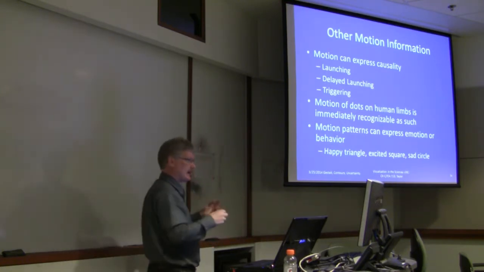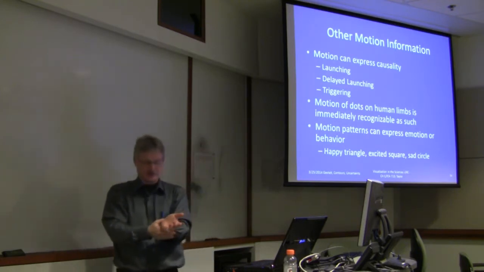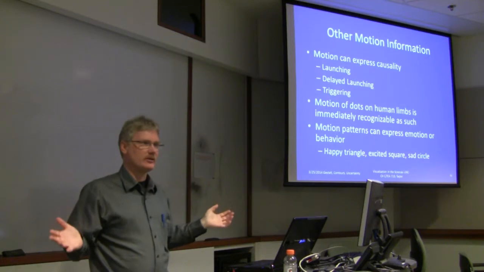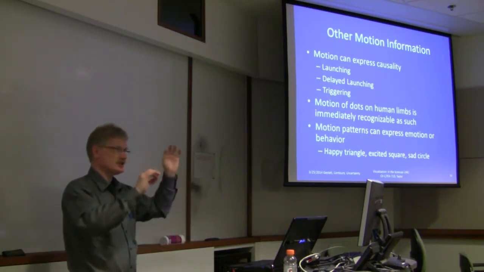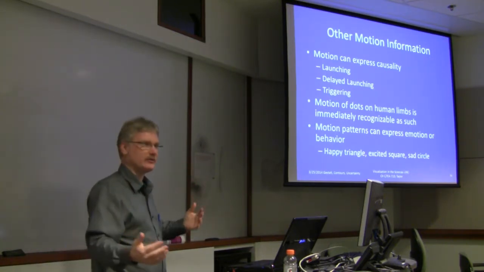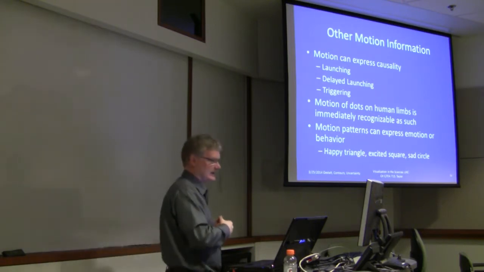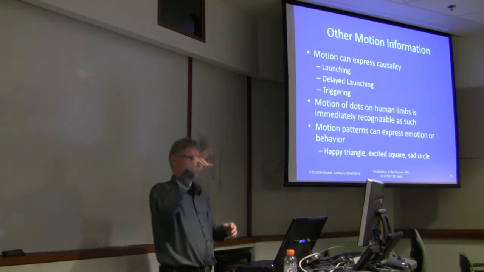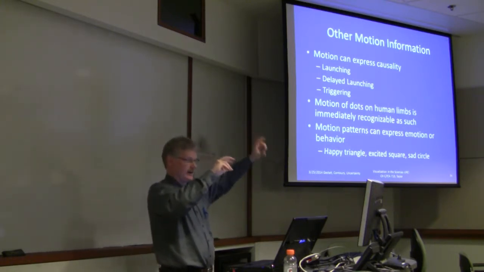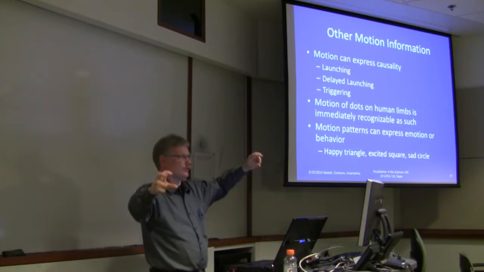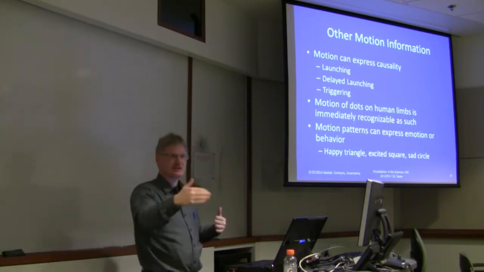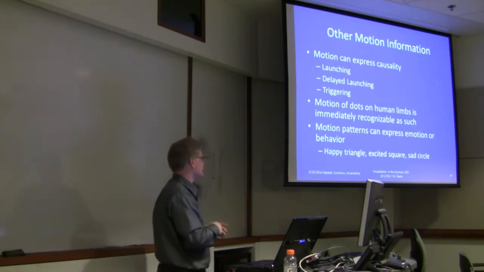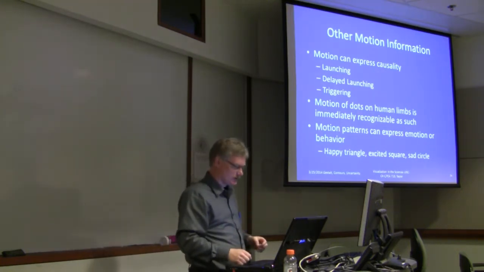It turns out that if you just put me in a dark room and put lights on my joints and I move around, you have no problem understanding that as a person, right? Just seeing these dots of light move in a consistent way with the way a person moves. And motion patterns can express behavior, right? You can imagine the happy triangle comes up to the excited square, and he tells them about the sad circle who's had a bad day. So you can express things beyond information, some emotional content in motion that's potentially useful in your display.